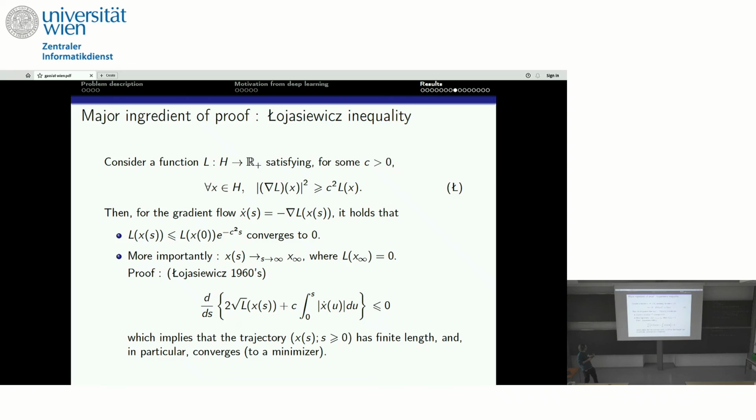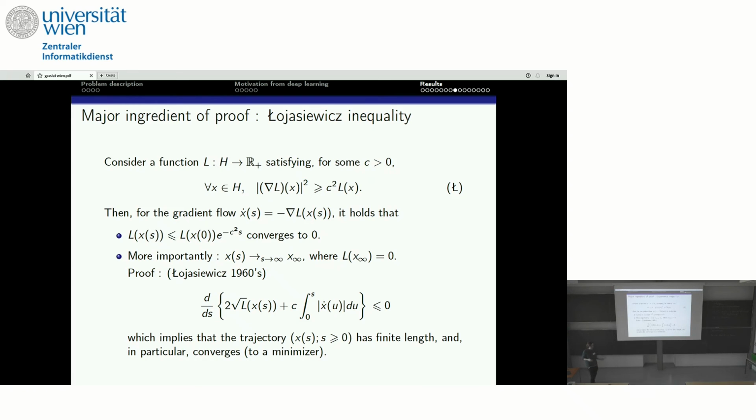In fact, the proof even does something a bit stronger, which is that the trajectory has finite length. The proof is basically one line: you look at this quantity, 2 square root of L plus the length of the path up to time s. Using this, it's a one-line computation that this is non-increasing. Which means that the total length is bounded by the initial value here. In particular, this converges, and if this converges, it has to converge to a minimizer. One thing this implies, for instance, is that if the gradient is 0, then also L is 0.